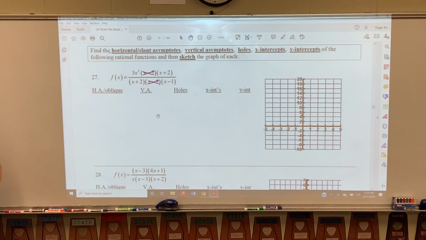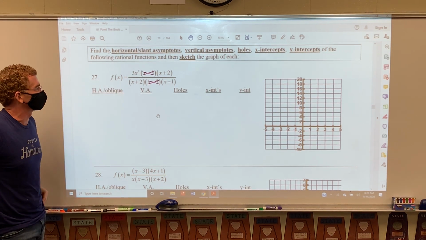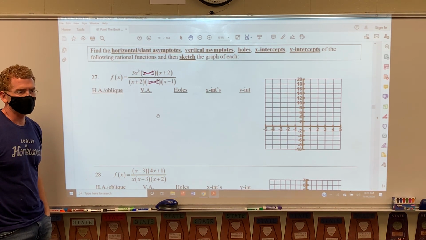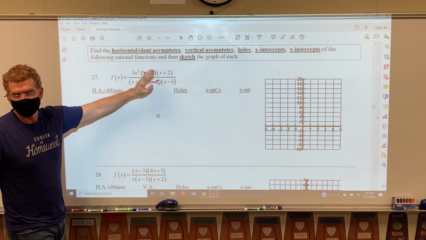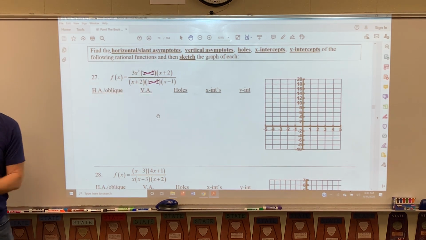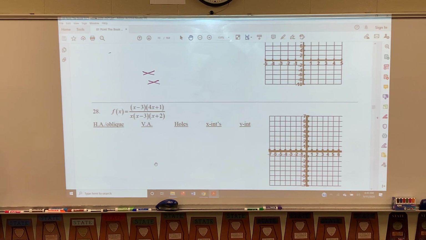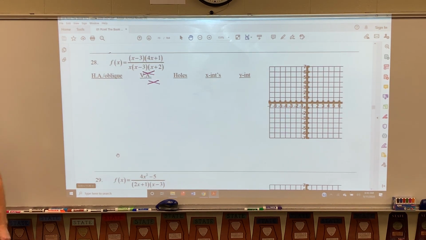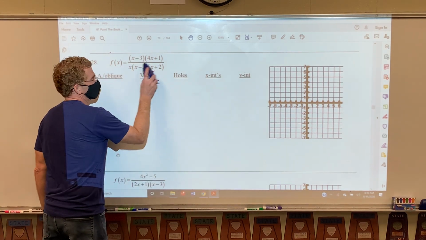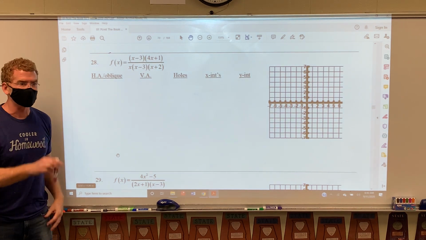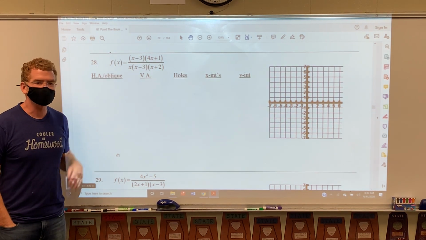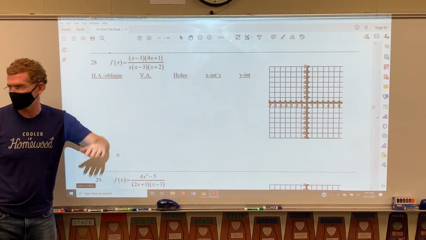What kind do I have, a horizontal or a slant, up here on 27? Well, I got a slant, don't I? Because this would be a 3x cubed over an x squared, assuming the hole is gone. That's a slant. What about on 28? Slant or horizontal? Horizontal, why? Because it's either equal or greater on the bottom, and since it's greater on the bottom, what would that horizontal be? Not just 0, what would it be? Y equals 0, because it's a line, good.